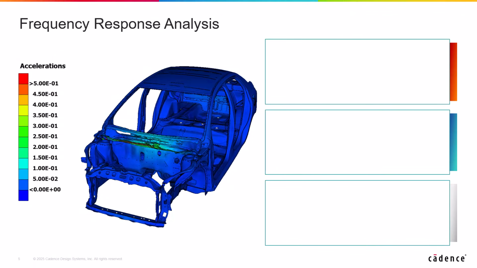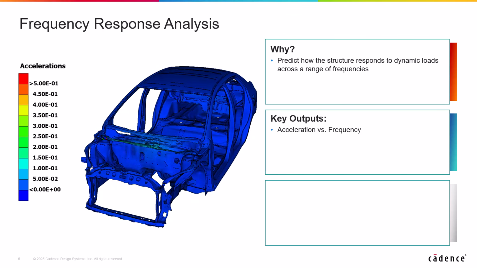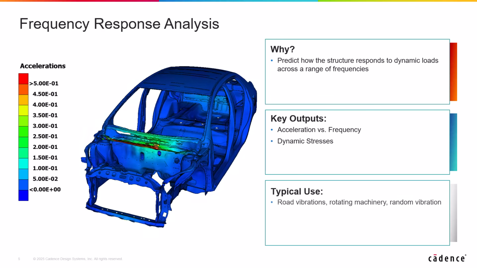Having seen all of that, we are now ready to proceed to the last but not least type of analysis we're going to investigate, the frequency response analysis. A frequency response analysis helps us predict how the structure reacts to dynamic loads over a range of frequencies. The primary outputs include the acceleration versus frequency curves and the dynamic stresses. This type of analysis is commonly used for evaluating road vibrations, rotating machinery vibrations, as well as random ones, and in general, assessing NVH performance.